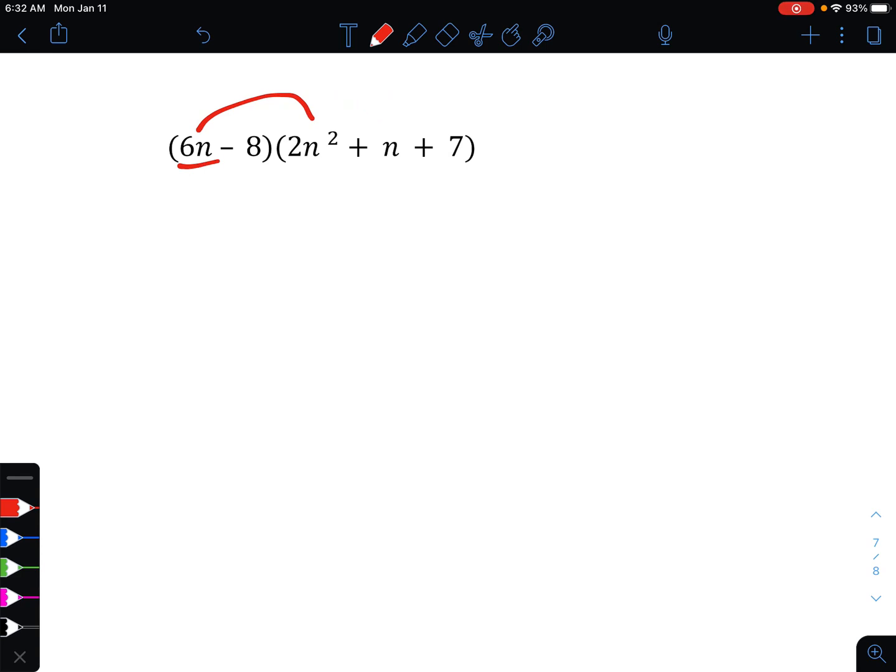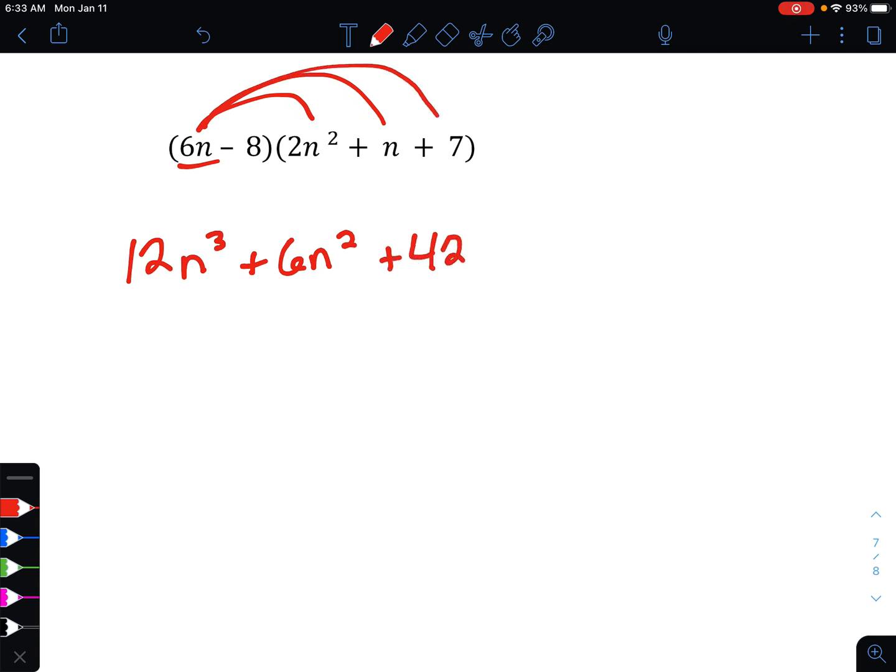So we'll take 6n multiplied by 2n squared. 6 multiplied by 2 is 12. n multiplied by n squared is n to the third. And then 6n multiplied by n is just 6n squared. 6n multiplied by 7 is 42n. It's really the same idea, you're just doing it to three terms instead of two.